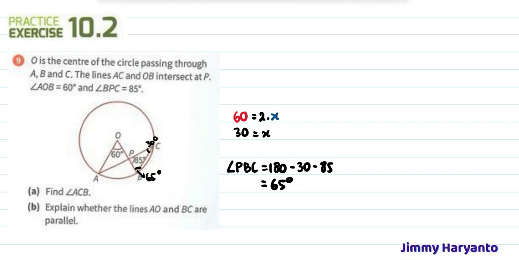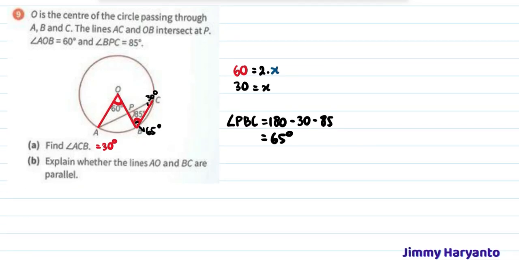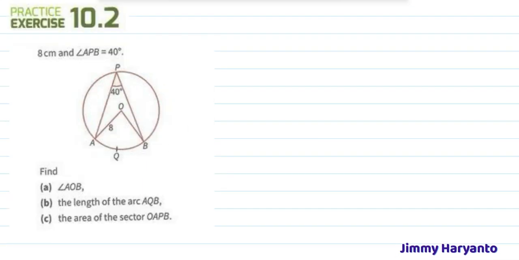The question says, oh my bad, for the first answer it will be 30 degrees. For the second answer, explain whether the lines AO and BC are parallel. If they are parallel, a Z will be formed, but unfortunately this one is 60 and that one is 65. If they are parallel, they should be the same. This one is not the same, so they are not parallel.